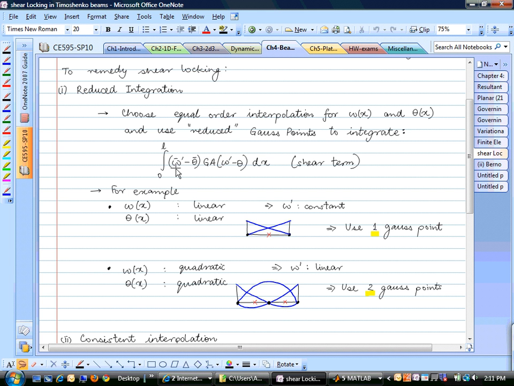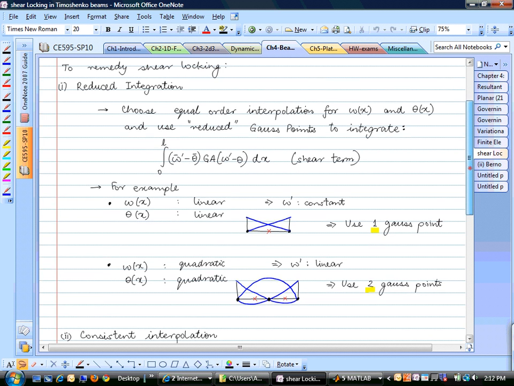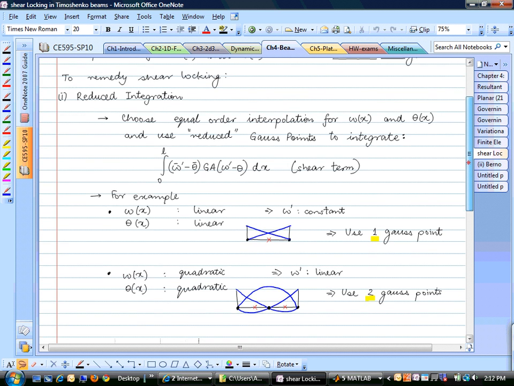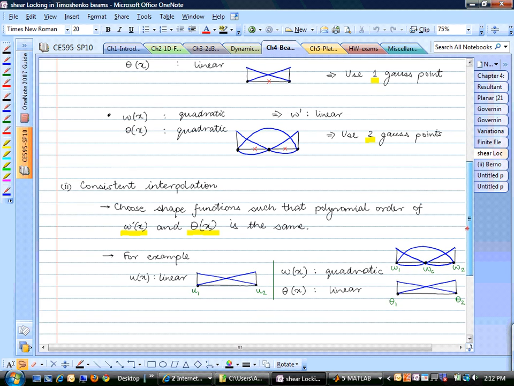On the other hand, w prime would be linear. Linear times linear would be quadratic, and we would need only 2 Gauss points for that. So again, we deliberately choose fewer Gauss points, even though we know that we are making some errors here. Those errors are helping us to make our stiffness matrix softer, and that gives us a little better response in terms of locking.